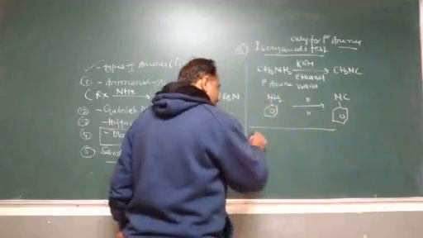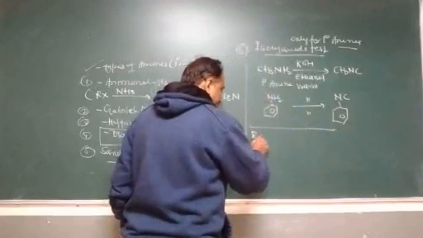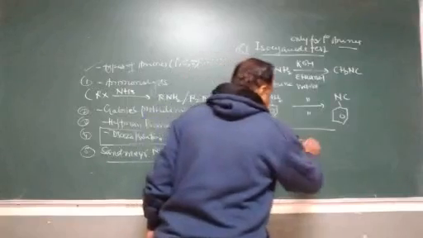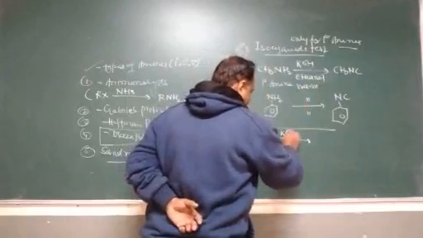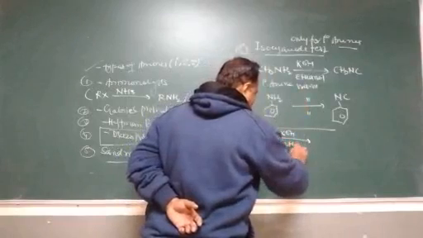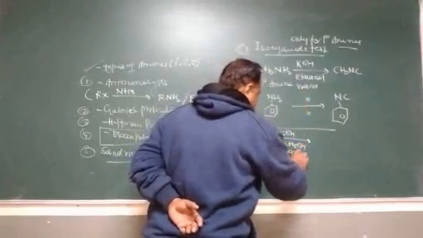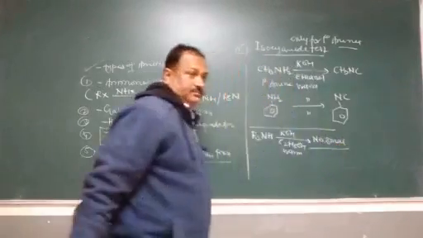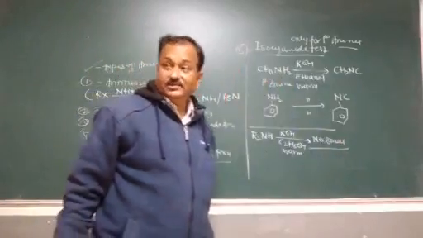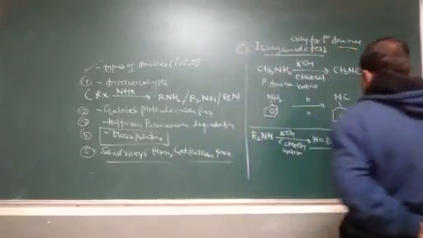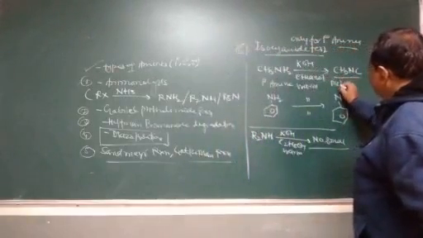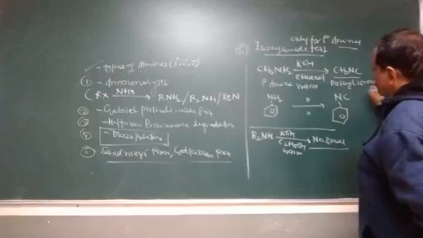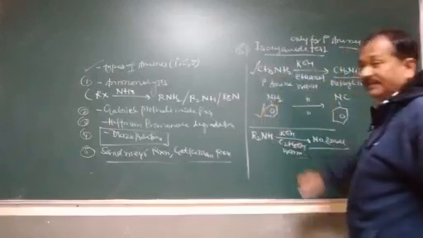If we take a secondary amine and warm it, there will be no smell. So this is a very important reaction to distinguish primary and secondary amines. So this is methyl isocyanide, for aliphatic as well as for aromatic.